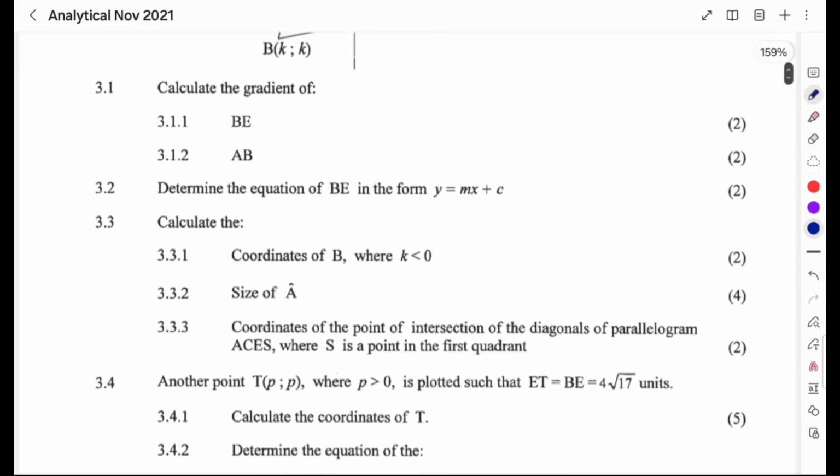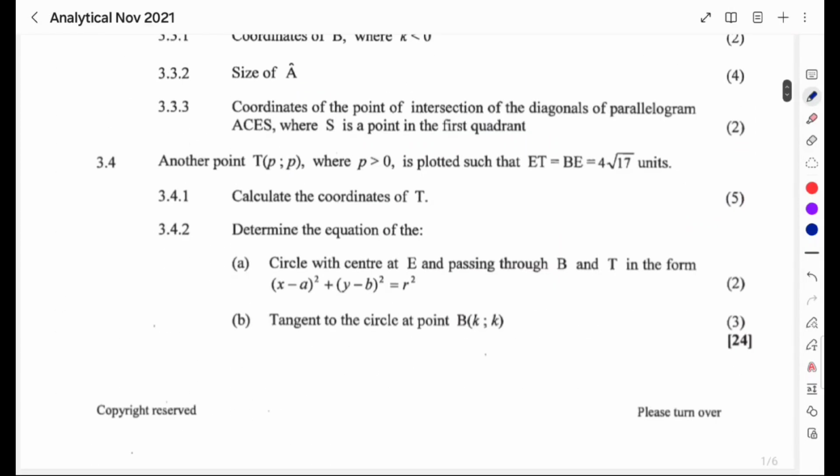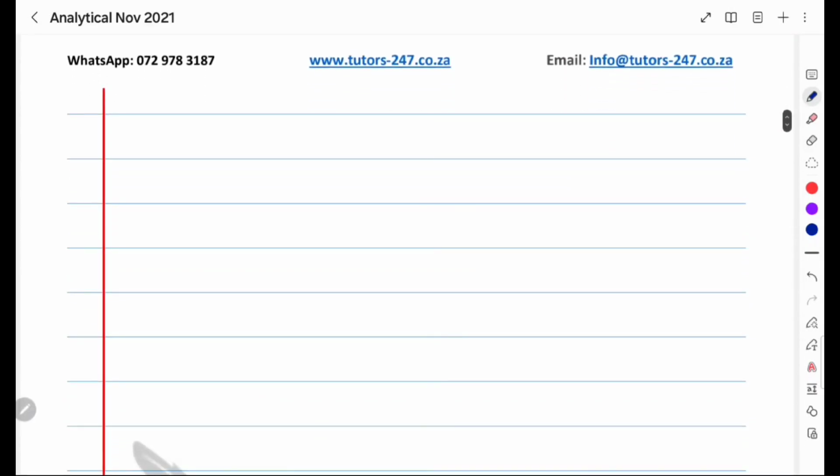Our first question, 3.1, calculate the gradient of BE. In order to calculate the gradient of the line BE, we need two known points on the line BE. We can use the coordinates of C and E as both are known. C is 4 and -2, and E is 12 and 0.